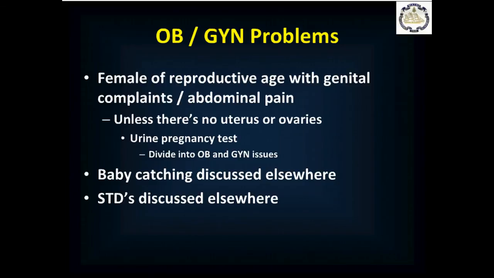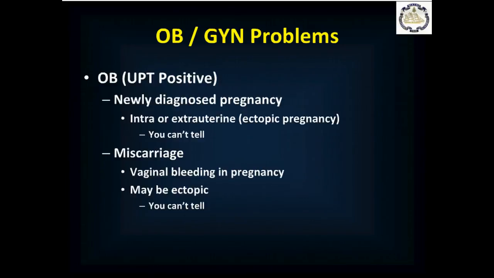And there's a big difference in how you manage these. We talk about baby catching, delivering babies elsewhere, and we talk about sexually transmitted diseases elsewhere. So we're just going to focus on early pregnancy and gynecologic emergencies. So let's first talk about obstetric problems. You have a positive urine pregnancy test.